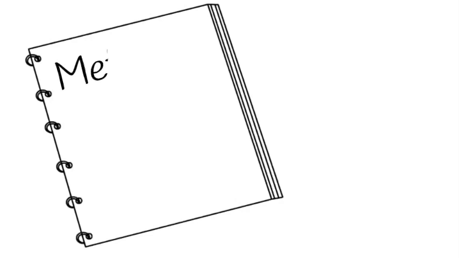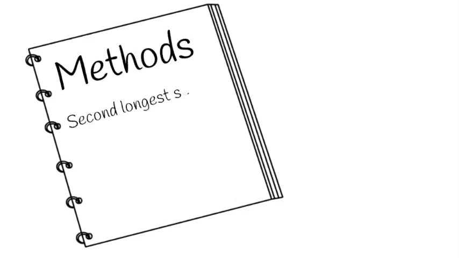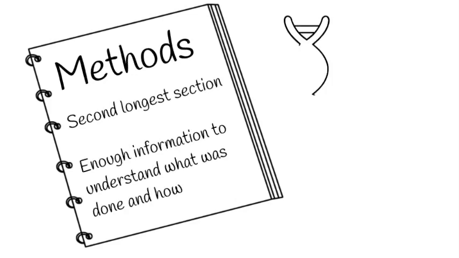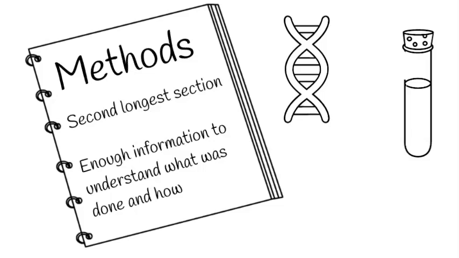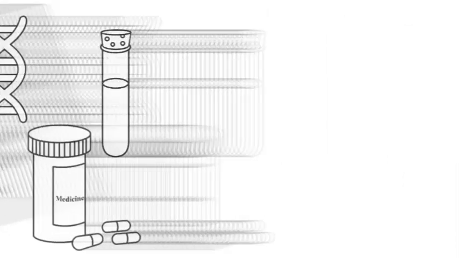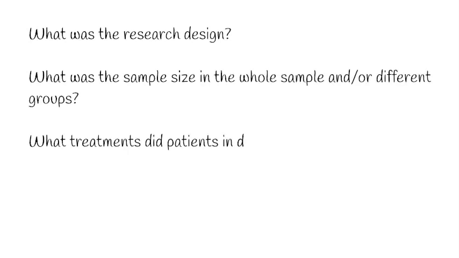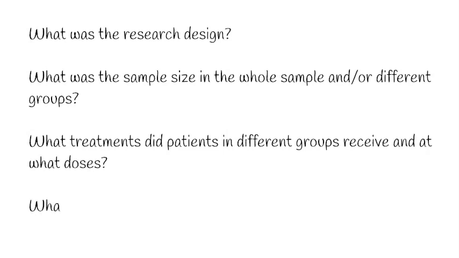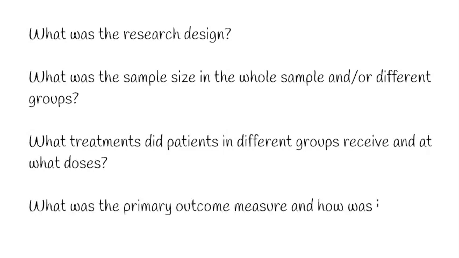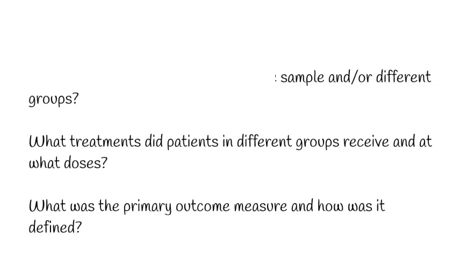The methods section is the second longest section, as it should contain enough details for the reader to know what was done and how. This may include information relating to the following questions. For instance, what is the research design? What was the sample size? What treatments were used? At what dosage? And what primary measures and outcomes were there? However, often abstracts lack a lot of this key information, which makes it very difficult to understand what was done and how it was done.